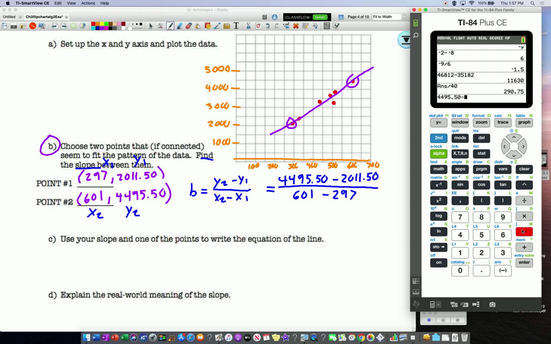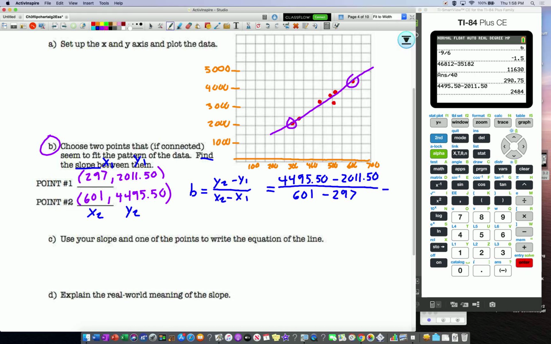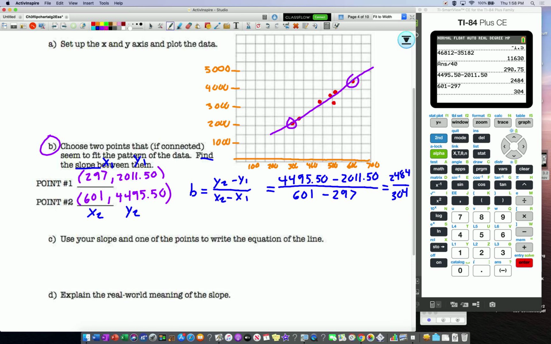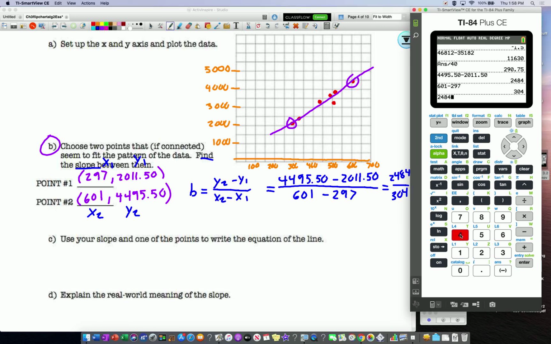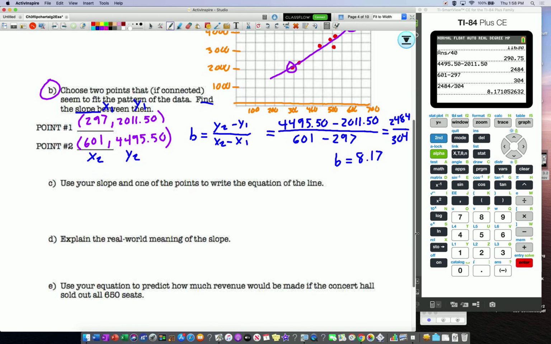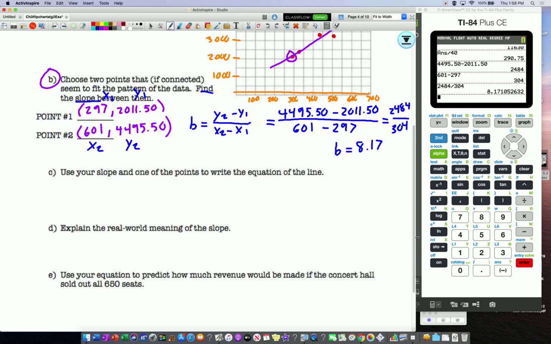So 4495.50 minus 2011.50. So that top number is 2484. The bottom number, 601 minus 297, is 304. So I'm going to divide these two. So 2484 divided by 304. And I get my slope to be about 8.17. Okay. Now, I'm actually going to go to D and then come back to C.